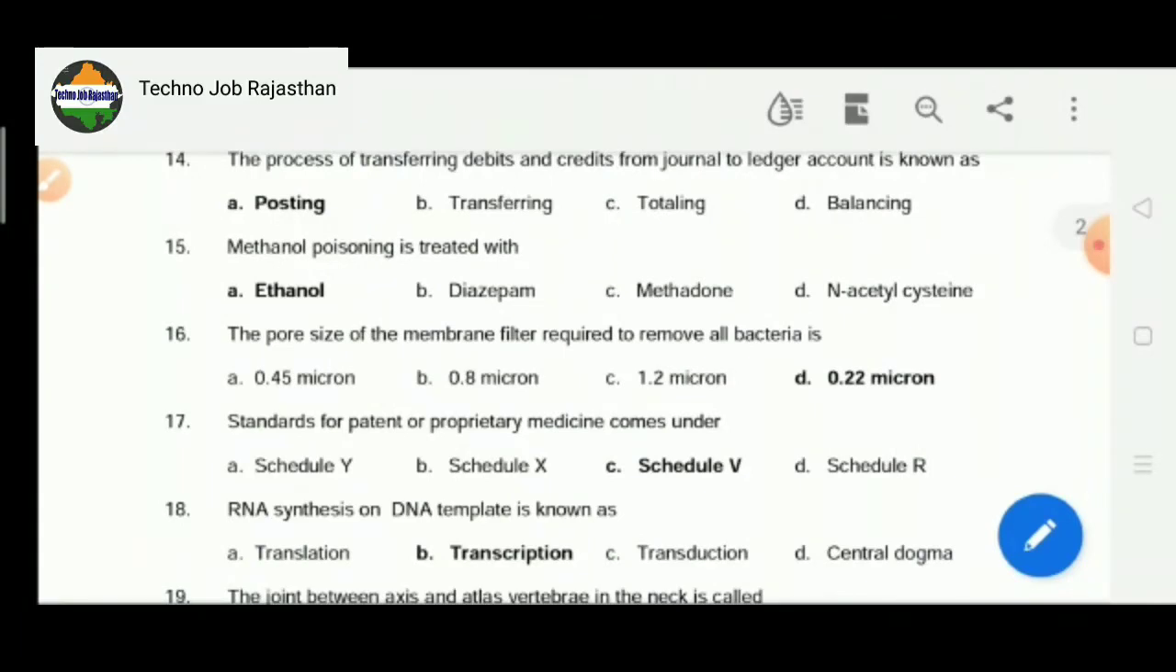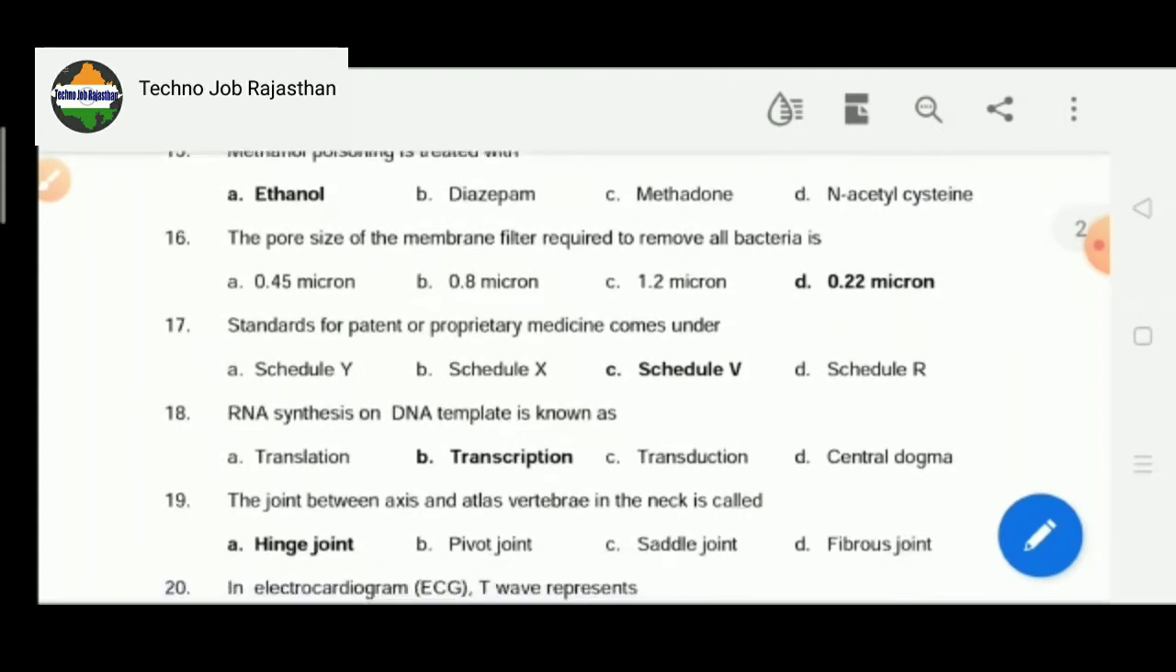Question number 16: the pore size of the membrane filter required to remove all bacteria is option A 0.45 micron, option B 0.8 micron, option C 1.2 micron and option D 0.22 micron. So the correct answer is option D, that is 0.22 micron.